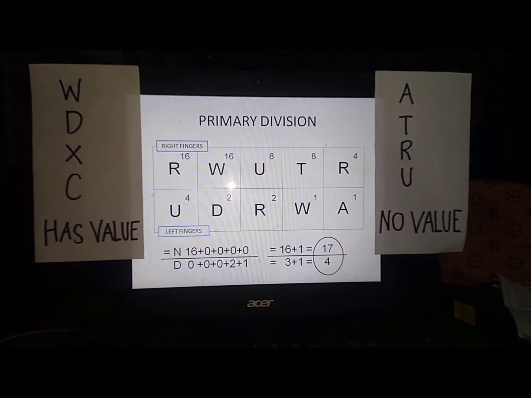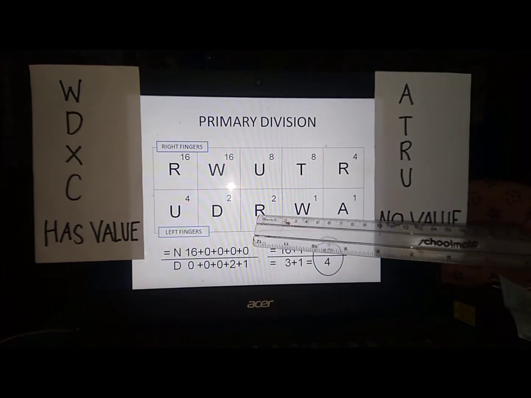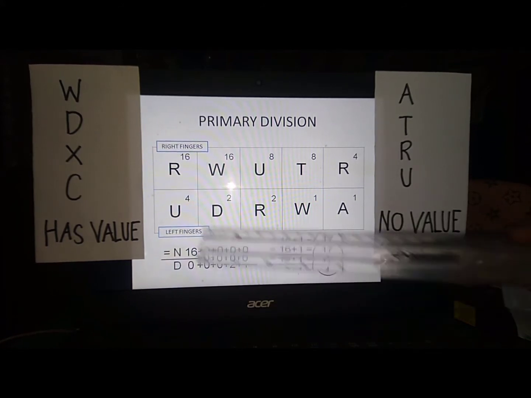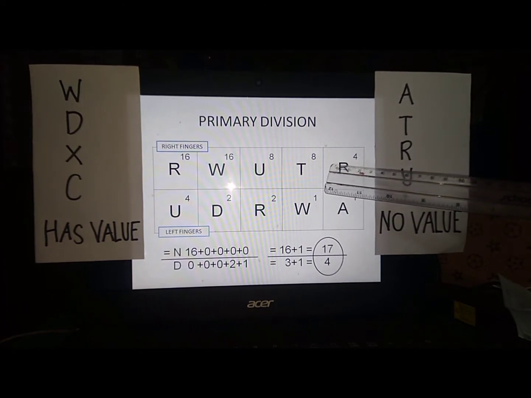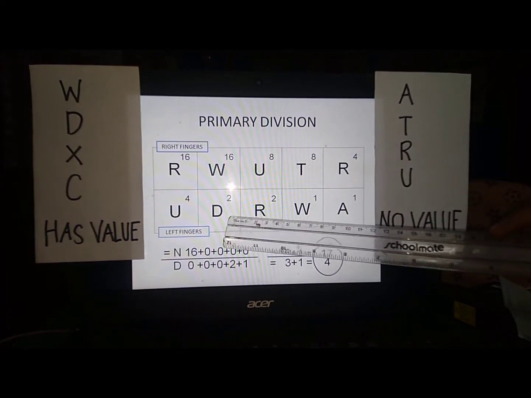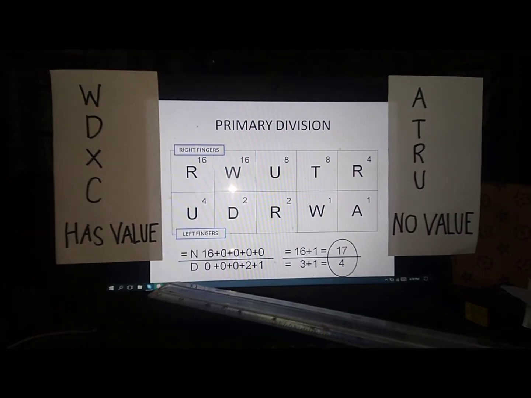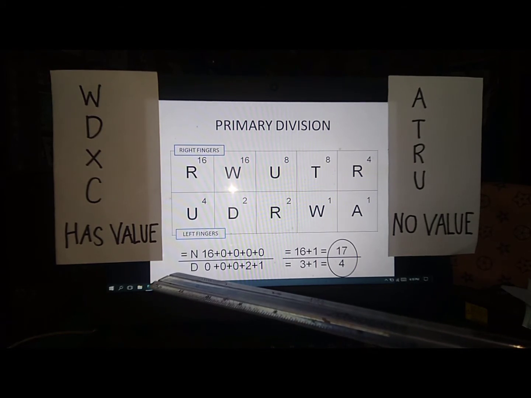Even numbers 2, 4, 6, 8, and 10 are numerators. And odd numbers 1, 3, 5, 7, and 9 are denominators. So, we have an example here. The numerators are even numbers.